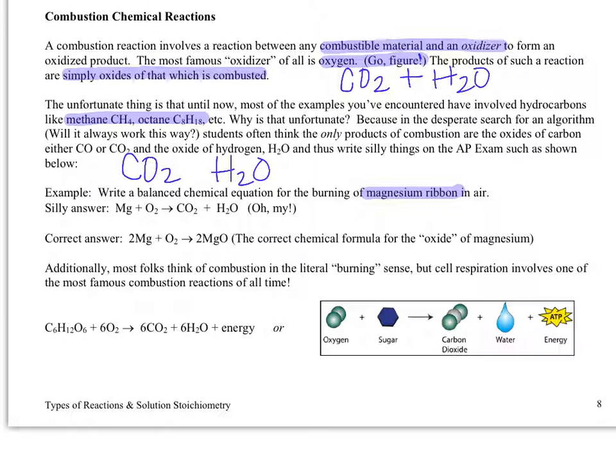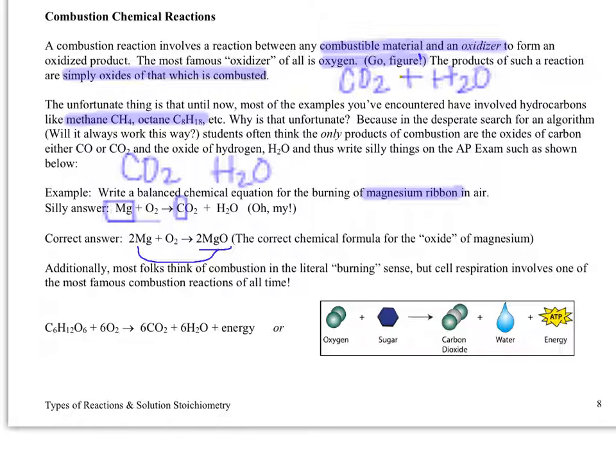If I were to write those two products, carbon dioxide and water, like I previously told you, which was a fib, law of conservation of mass, I have carbon here, but there's no carbon over on the left side that I can balance. So this can't be right. Now, by definition, a combustion reaction is going to produce oxides of that which is combusted. So if I combust magnesium, the oxide of magnesium would be none other than magnesium oxide. So the correct chemical formula for the oxide of magnesium would be MgO.